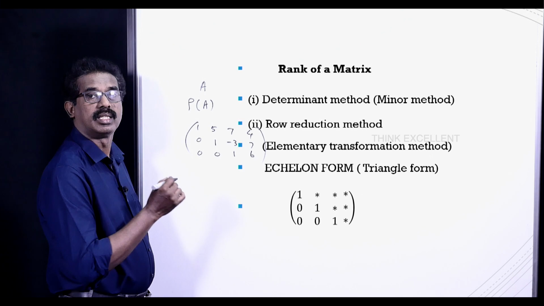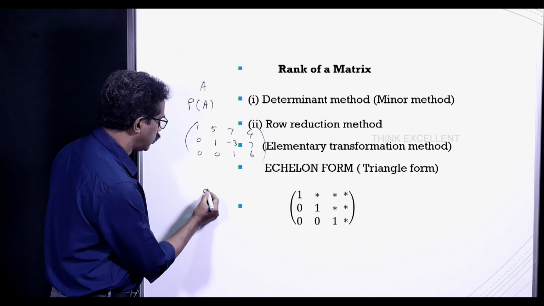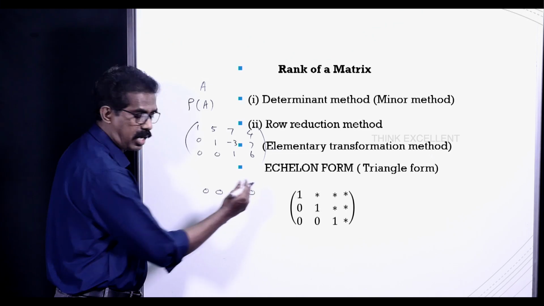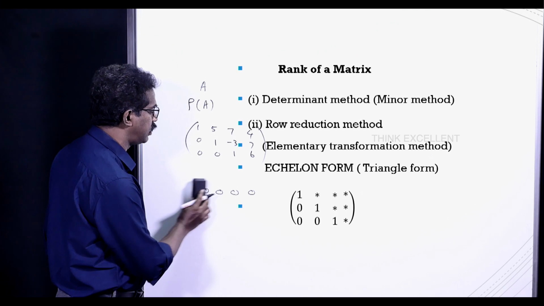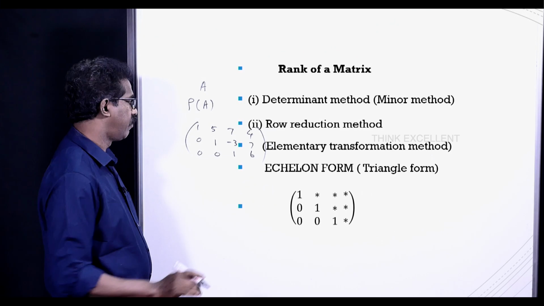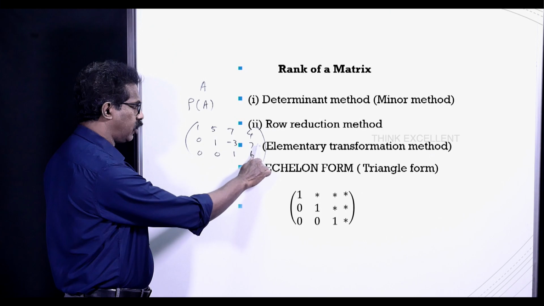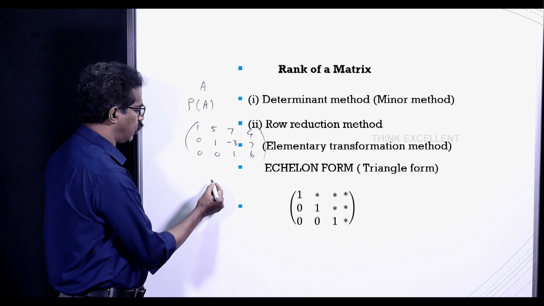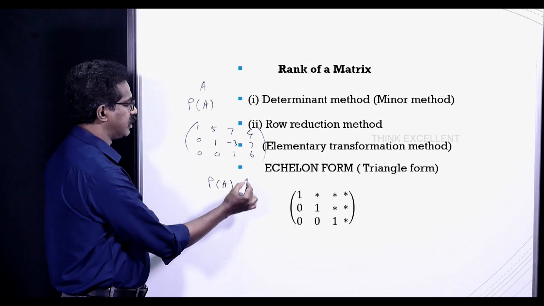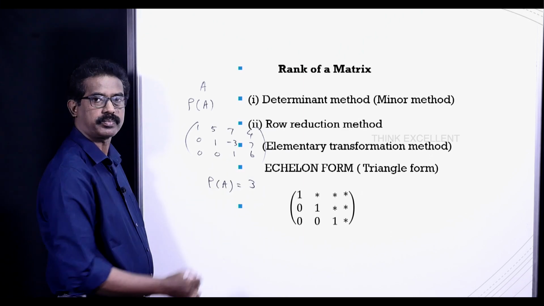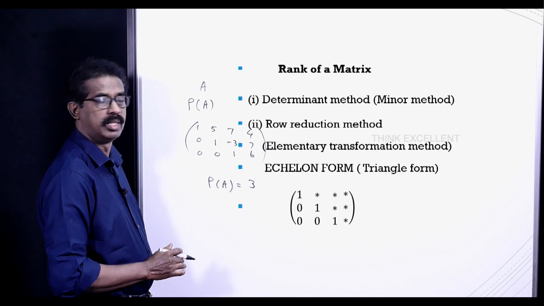Now, how can you identify the rank? You count the number of non-zero rows. What is a zero row? Suppose a row is fully 0, that is called a zero row. A non-zero row means at least one element is not equal to 0. The first is a non-zero row. The second is also a non-zero row. The third is also a non-zero row. So in this case, we say the rank of the matrix is equal to 3, because the number of non-zero rows is 3.